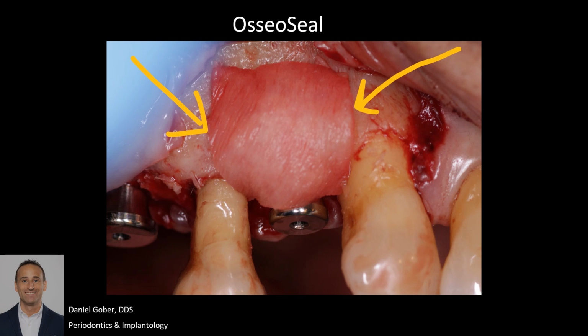And you can really only do this with a membrane that's got good flexibility and good adaptability, because if you're using a stiff membrane, it's just going to sit there and there's going to be a gap in between the margin of the membrane and the bone. So you want something that's going to adapt to your defect, and this is actually the perfect membrane for something like this.